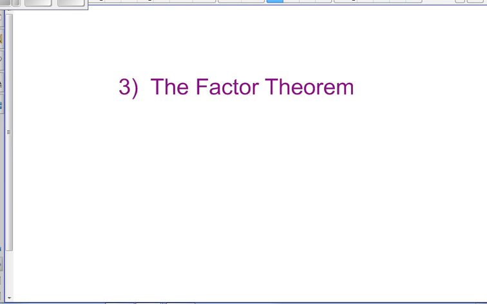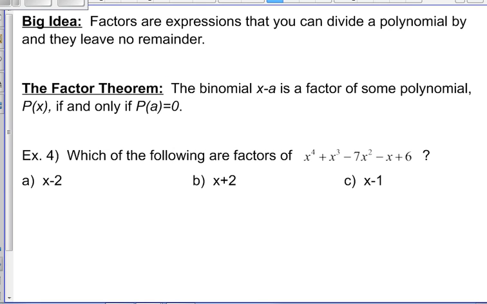The factor theorem comes straight out of the remainder theorem. So the big idea is that factors are expressions you can divide a polynomial by, and they leave no remainder. So that means in the remainder theorem, they should give you 0. And that's essentially what the factor theorem is. The binomial x minus a is a factor of some polynomial if and only if p at a is 0. In other words, you get a remainder of 0.